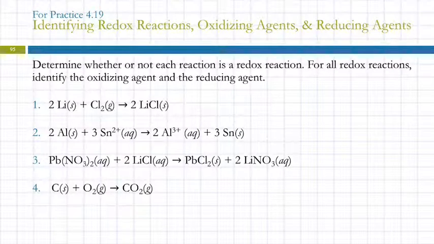So let's look at these example equations. We're supposed to identify whether they are redox reactions. Not all reactions are. And for the redox reactions, we're supposed to identify the oxidizing agent and the reducing agent. So let's look at the first one. There's several ways you can identify a redox reaction. Here we have the reaction of a metal element and a non-metal element. Is this a redox reaction?